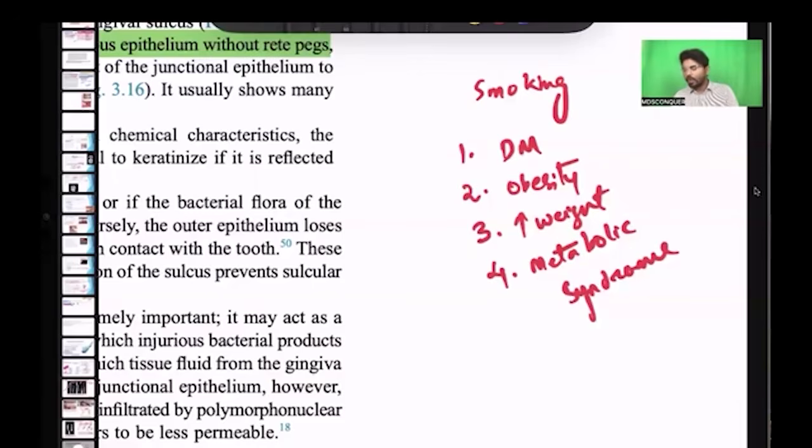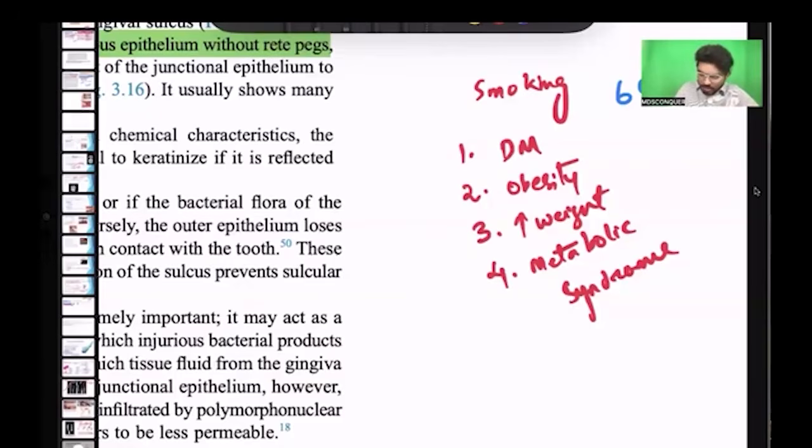Next one, similarly, I want you to make a note about whenever they're talking about obese, whenever they're talking about metabolic syndrome also. Okay, the important thing that you have to make a note of is 6 alpha. What is the 6 alpha?